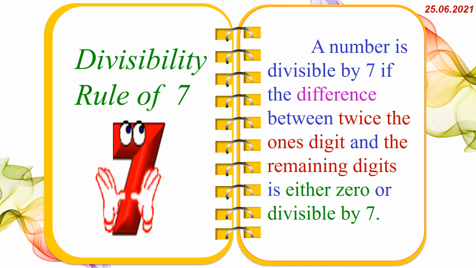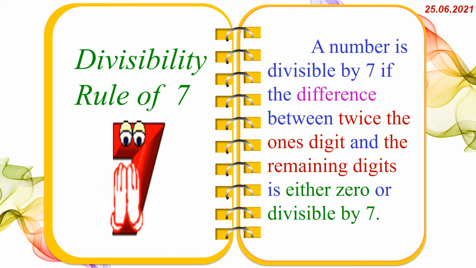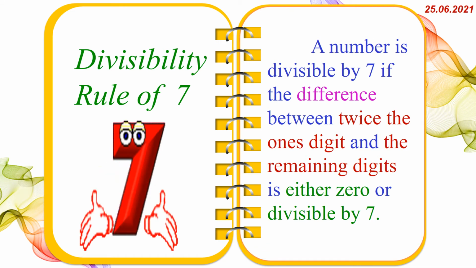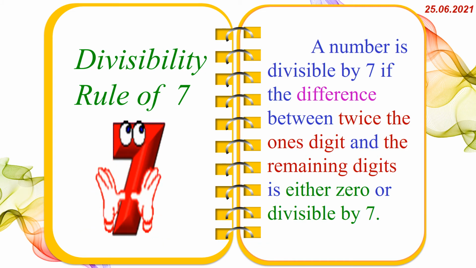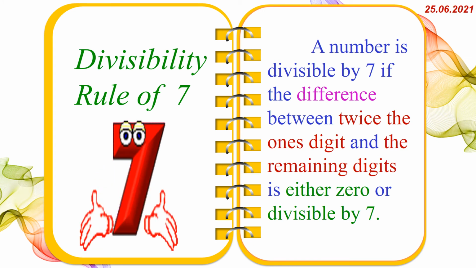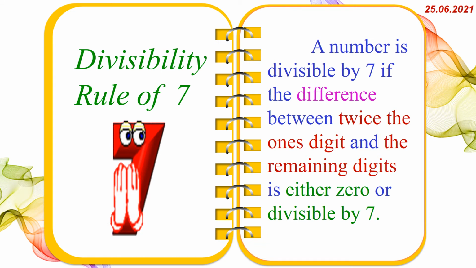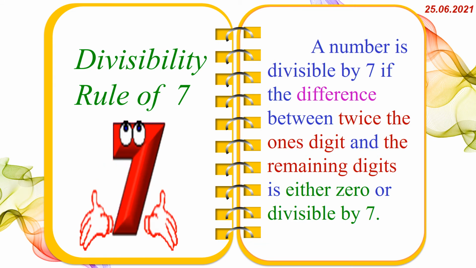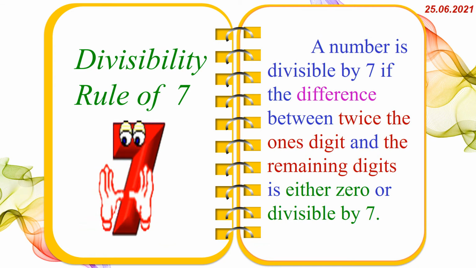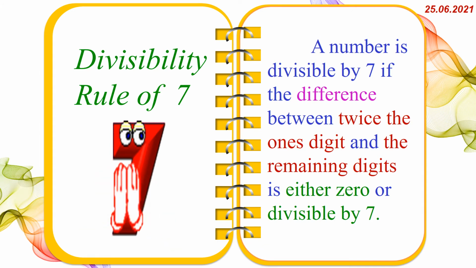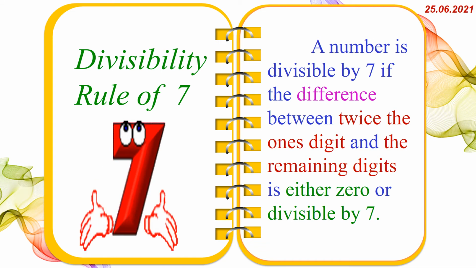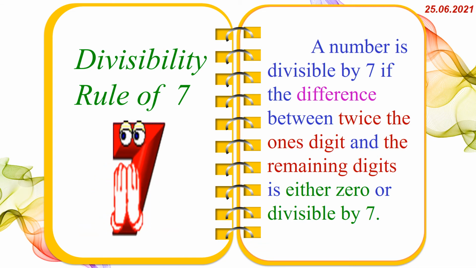So the first step is over. The second step, write the remaining digits. The third one, let's find the difference between twice the ones digit and the remaining digits. If the answer is 0 or a multiple of 7, the given number is divisible by 7. Otherwise, the given number is not divisible by 7.